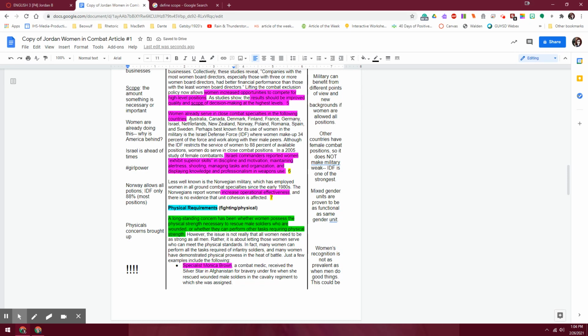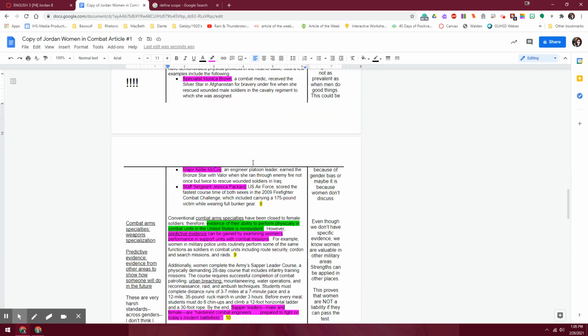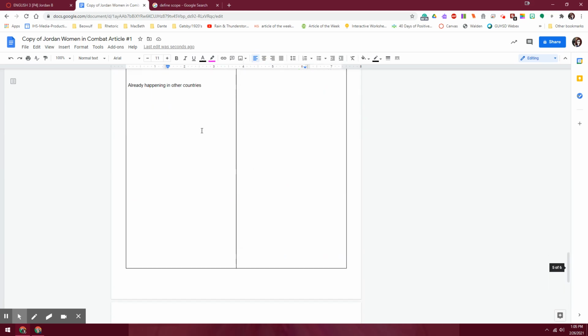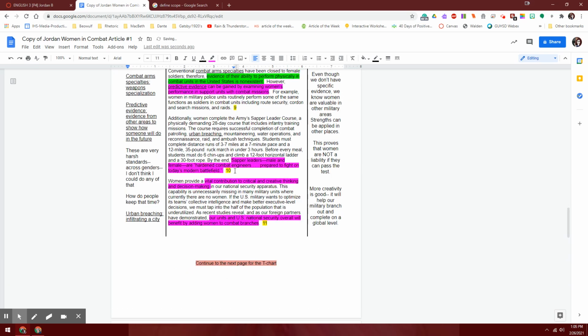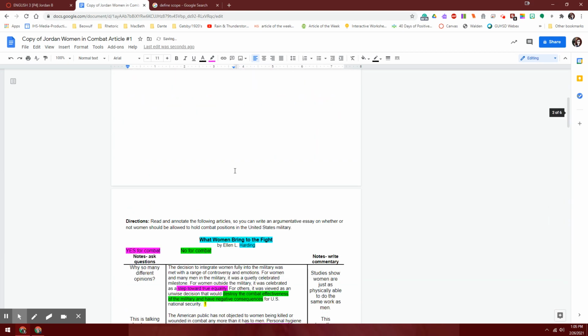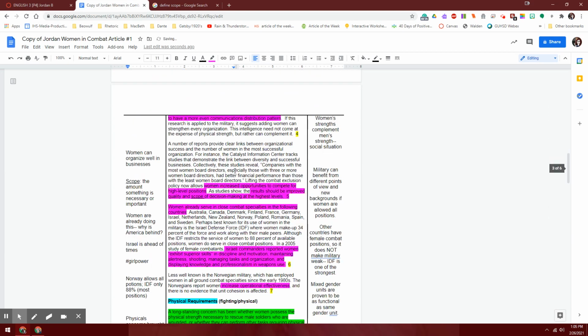I don't want to take this part where it's listing the countries. That's not super good evidence. But I might take the first part of this sentence. Women already serve combat specialties. So I'm going to copy that, and paste it down here. Okay, so I've got that. I'm going to put my author's name, and then figure out what page I'm on here. So this is page 1, page 2.